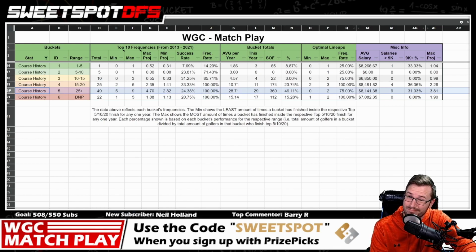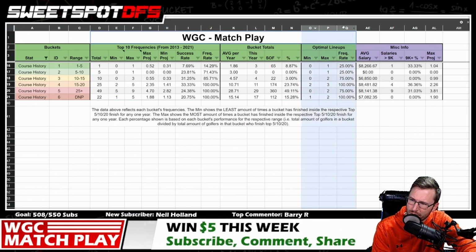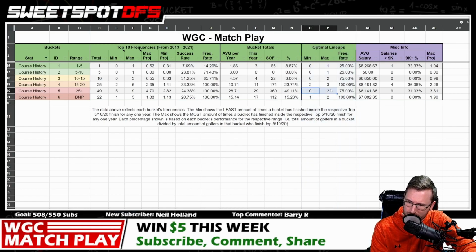Those that on average don't play well, it's kind of the bucket you want to choose from. A lot of golfers come from this bucket, believe it or not, and finish inside the optimal lineup as well as the top 10. We have that information right here. 0 to 2 is the max.